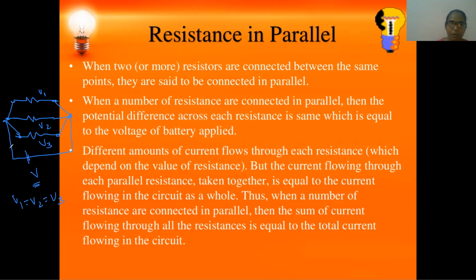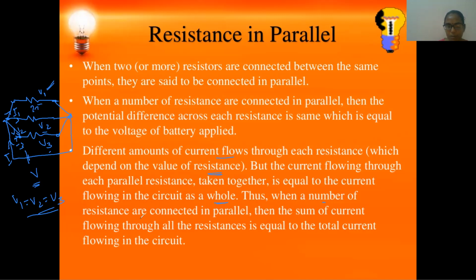And the current passing through will divide, that is I1, I2 and I3. Current is going to divide, but voltage is common. The voltage we applied is maintained across all the resistors. Children, a different amount of current flows. I1, I2, I3 flow through each resistor, which depends on the value of the resistance. Here, 2 ohm is there or 4 ohm is there. The product of these two gives the potential, volt. It is equal to the current flowing through the circuit as a whole.